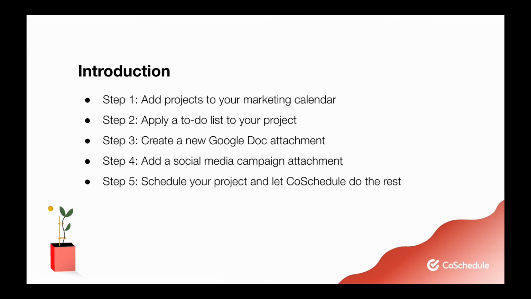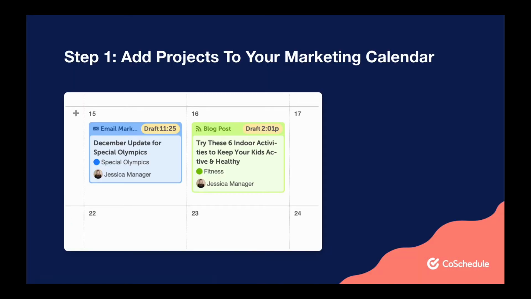In just 5 steps, I'll walk you through the best way to manage a project from start to finish. To start, you'll want to add projects to your marketing calendar. Knowing what types of projects to put on your calendar is tricky. Think about projects you complete on a regular basis, like weekly or monthly email newsletters, upcoming events, and blog posts. For this video, I'll showcase how to manage a blog post project type from start to finish, but this process can be applied to any type of content you create.